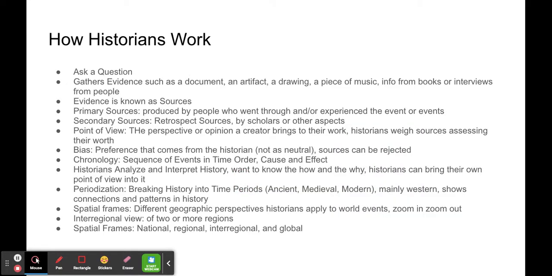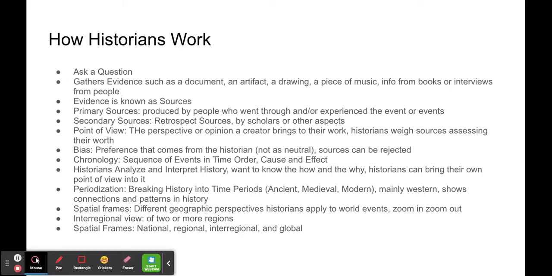So, historians usually begin with asking a question, then they gather evidence, such as a document, which includes a letter or the Declaration of Independence, for example, an artifact, a drawing, a piece of music, and also information collected from books or interviews from people. That evidence is known as sources, and there are two types.